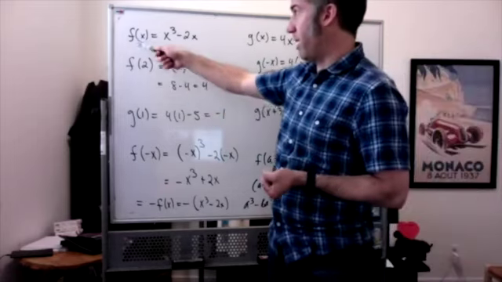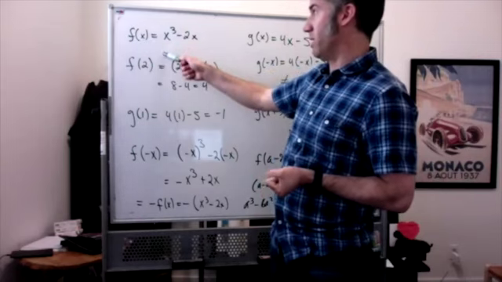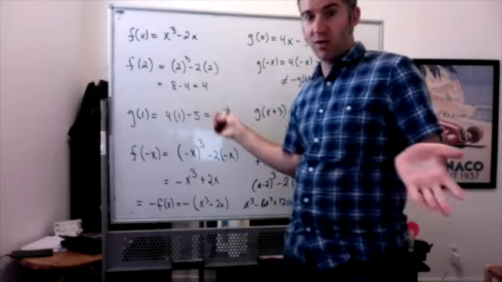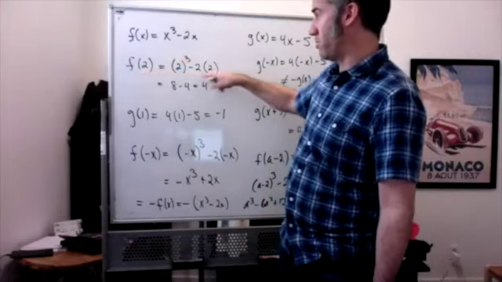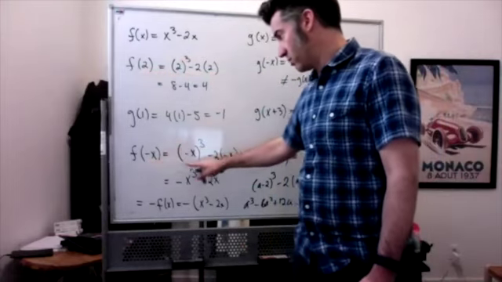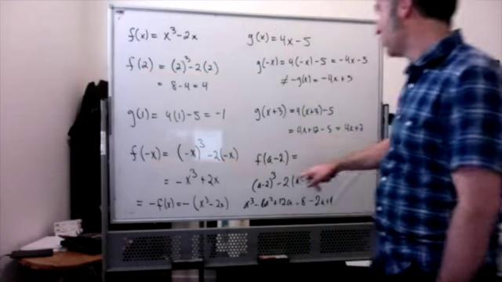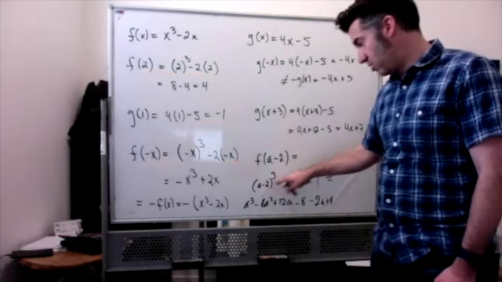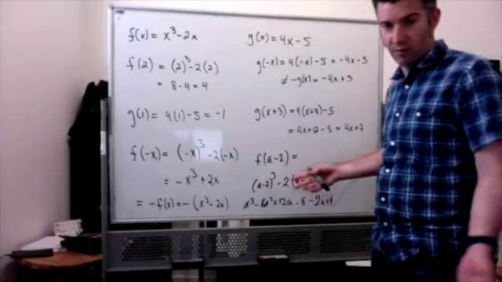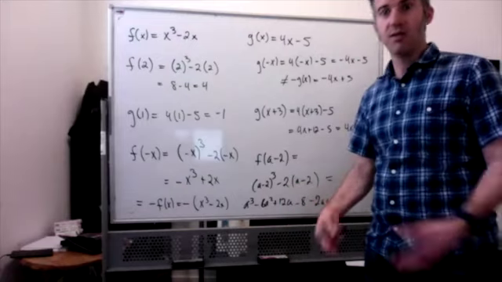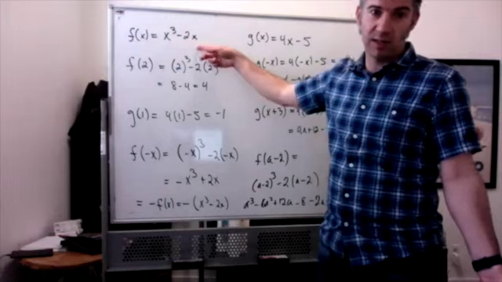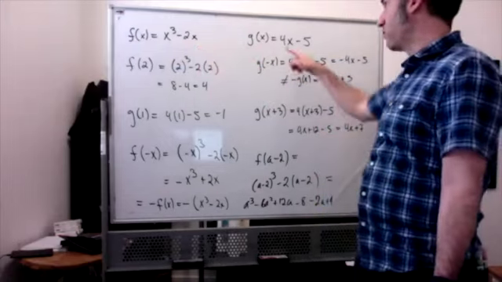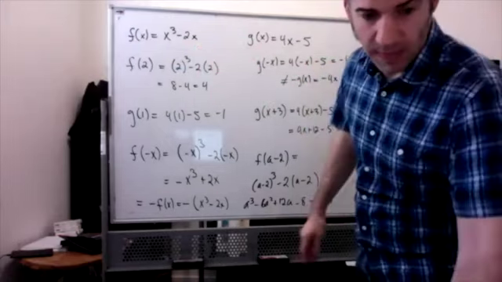So the point is that if you've got a function, this is just a rule, right? It's saying f of x, you take x and you cube it and then you subtract 2 times it. And that's true for whatever we pick for x. f of 2, we cube it and we subtract 2 times it. f of negative x, we cube it and we subtract 2 times it. f of a minus 2, we cube it and we subtract 2 times it. Whatever you're putting in for x, you do the rule to it. For f of x, the rule is x cubed minus 2 times x. For g of x, the rule is 4 times x minus 5.